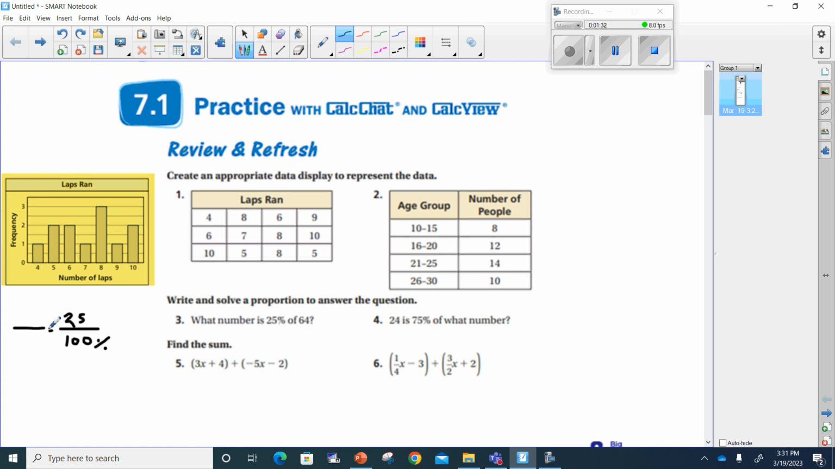Remember, these are equal to each other, and this is a percent. And this is of 64. The ofs go on the bottom, and the is's go up on top. Since there is no number with is next to it, we're going to make this x. So if I'm solving this, and I'm just going to do the work up here, this would be 64 times 25. And that would have to equal 100 times x.